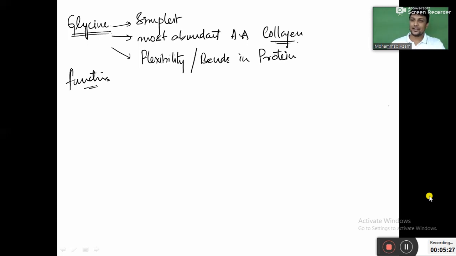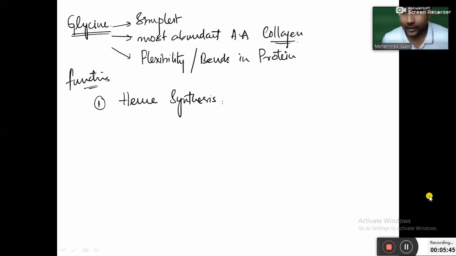Now, glycine. Let's see what the functions of glycine are. Function number 1: glycine helps us in the formation of heme, heme synthesis. Glycine helps in heme synthesis, guys. When you study heme synthesis, I'm not talking about hemoglobin at all. I'm telling you about heme.